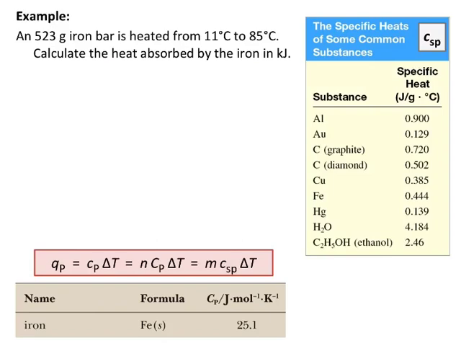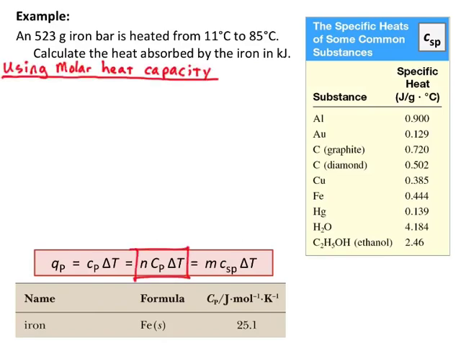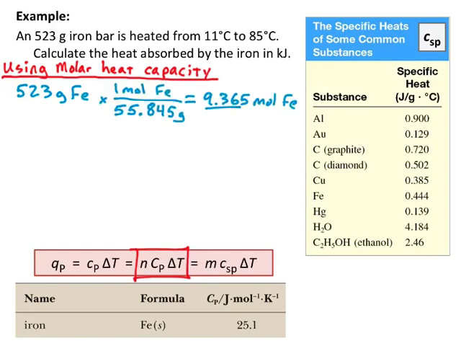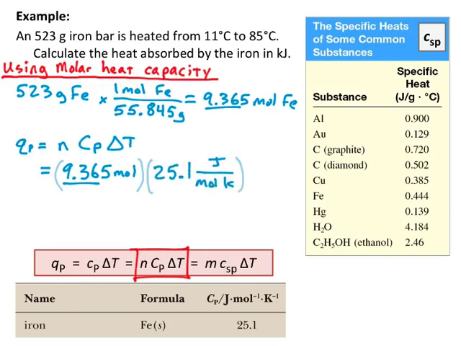Okay, so let's do this problem two different ways. First, we'll do it with the molar heat capacity, the capital C subscript P. And so when we use molar heat capacity, first we need to know the number of moles that we're working with. So here we convert the iron into moles of iron. So here's the equation we need to use. And then the first thing we put in is the number of moles. And then we put in the molar heat capacity with units of joules per mole Kelvin. And then we put in the change in temperature.